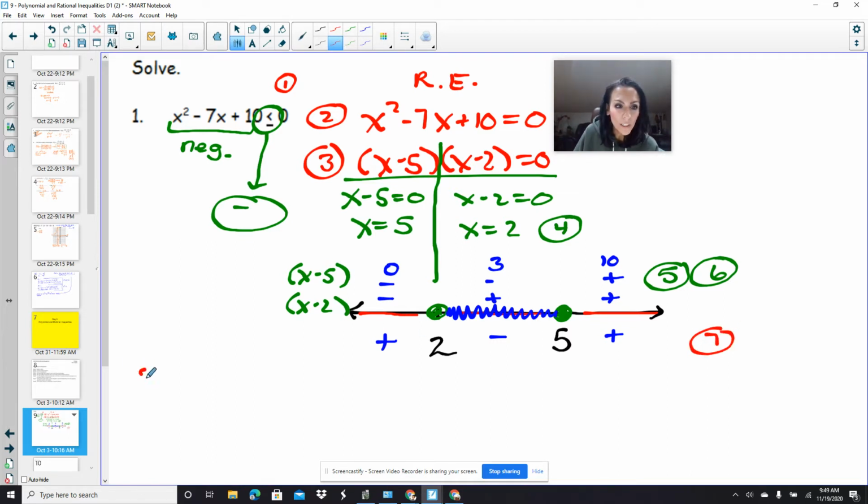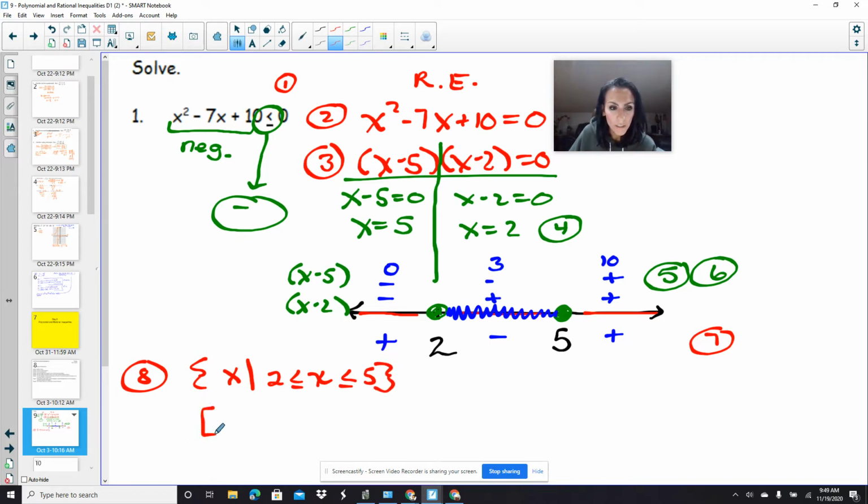And step 8 is to write your solution set in set builder or interval notation. So I'm going to write this as x such that x is greater than or equal to 2, and less than or equal to 5. Or interval notation would be square brackets, 2, comma, 5. Square brackets because 2 and 5 are included in our solution set. All right, so those are the 8 steps to working with polynomial inequalities.